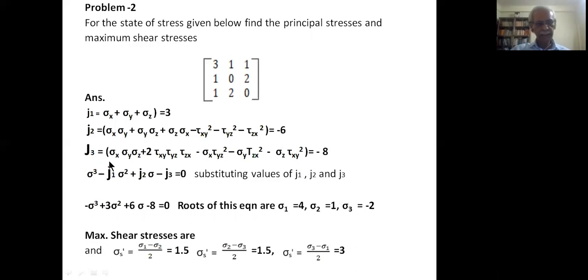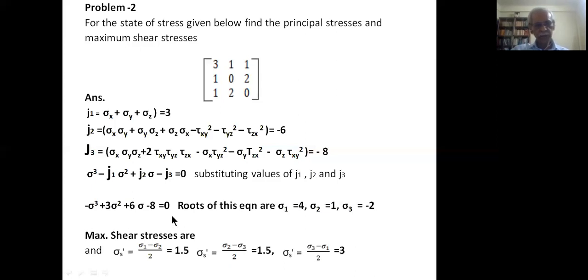Similarly, J3 is sigma x sigma y sigma z, plus 2 tau xy tau yz tau zx, minus sigma x tau yz squared. Easy to remember, if it is sigma x, it will be tau yz; minus sigma y tau zx squared, minus sigma z tau xy squared. If you put the values from here, you will get minus 8. So put this in the, this is called the main equation or the characteristic equation. By solving this, you will get 3 roots, and these 3 roots are the principal stresses. So when you substitute this, you get an equation like this.